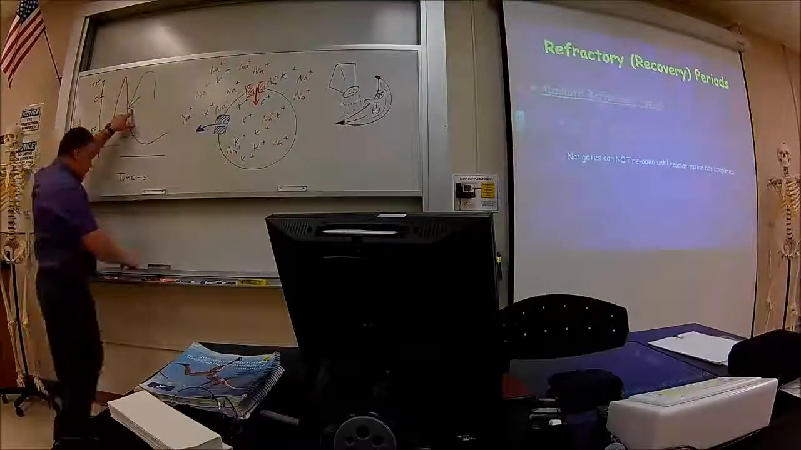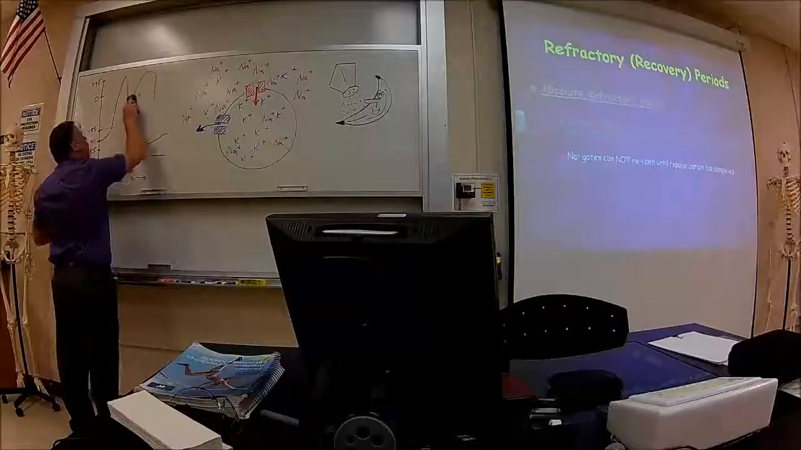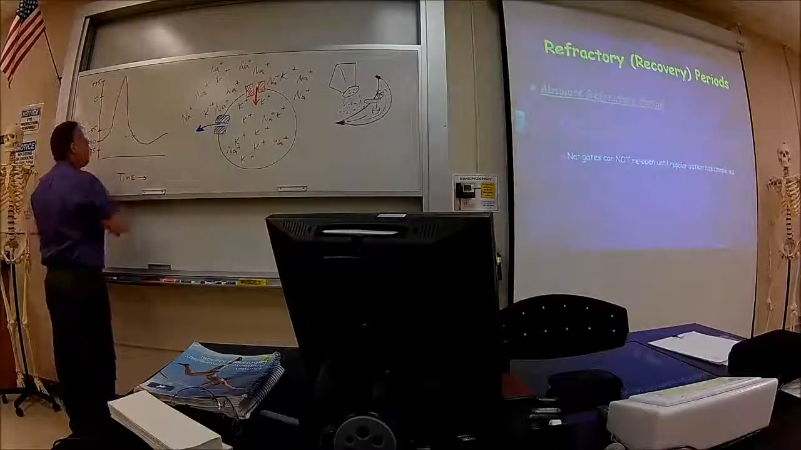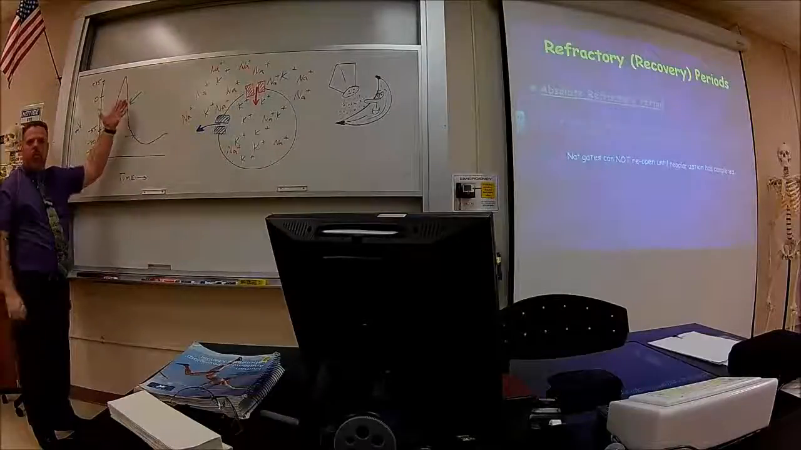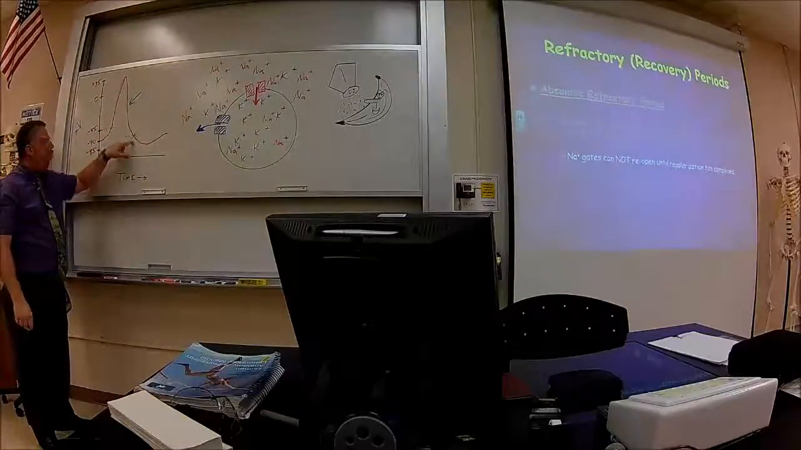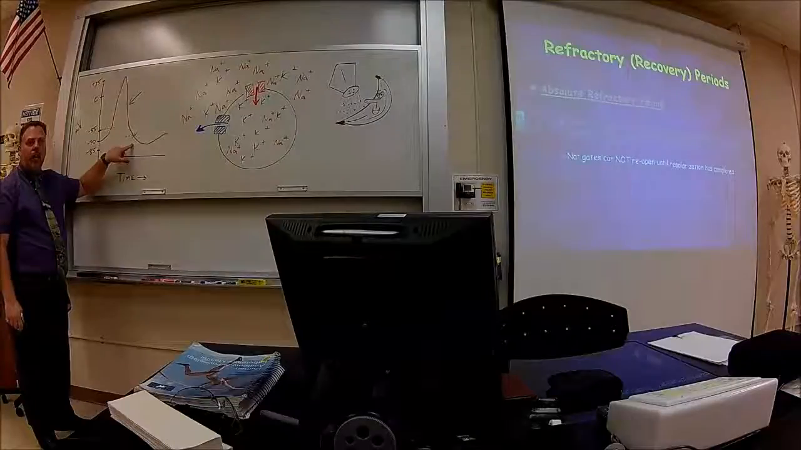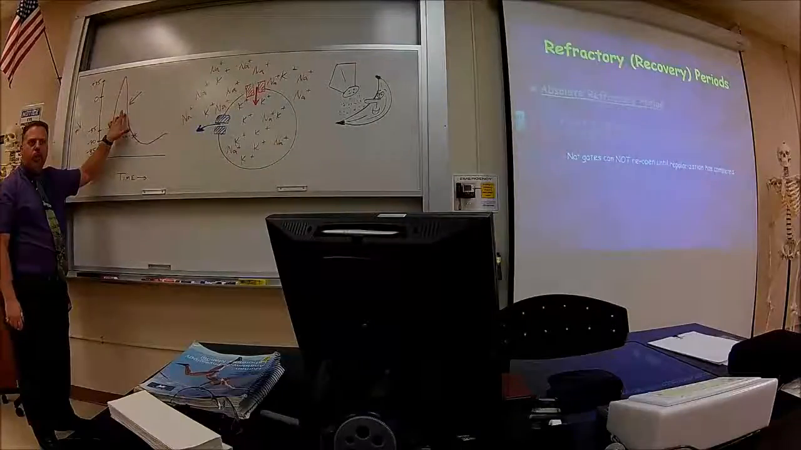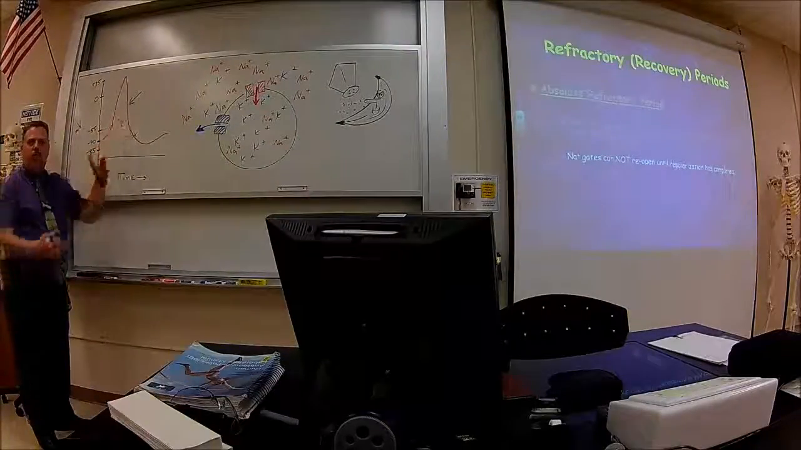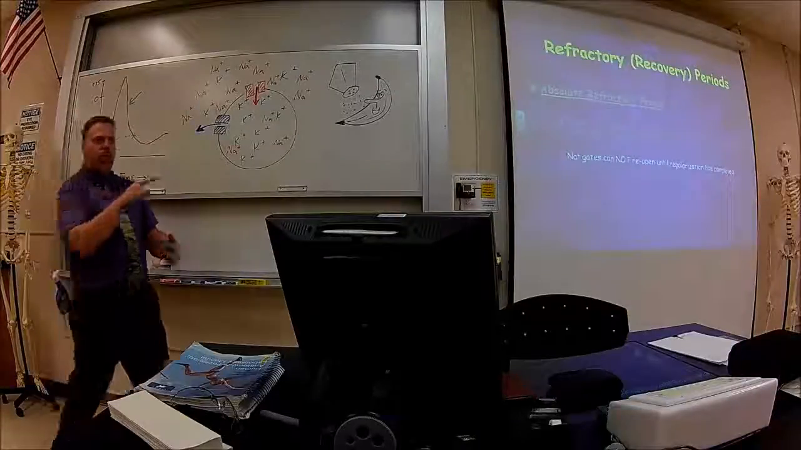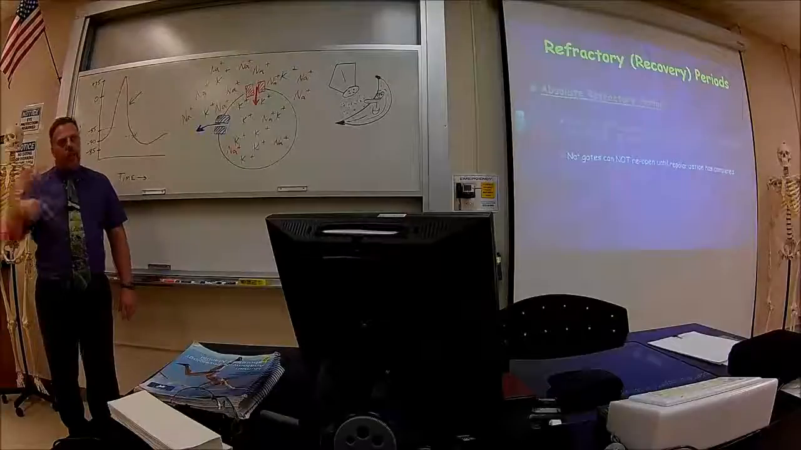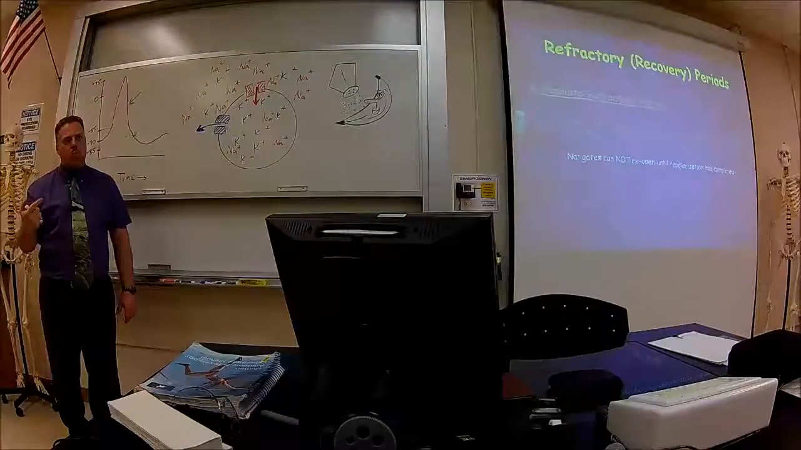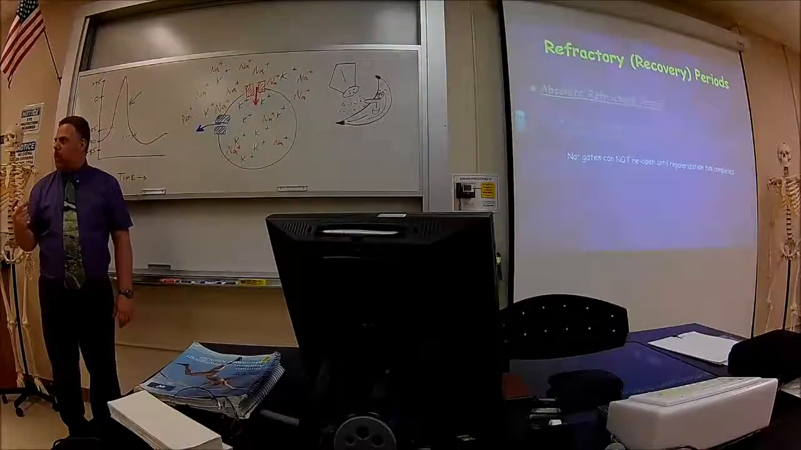So if I stimulate this cell over here, it's not going to do anything, because it has to reach negative 70 again for another action potential to happen. That's why the action potential only goes forward. The one right before is still in a refractory period. Okay? Does that make sense?